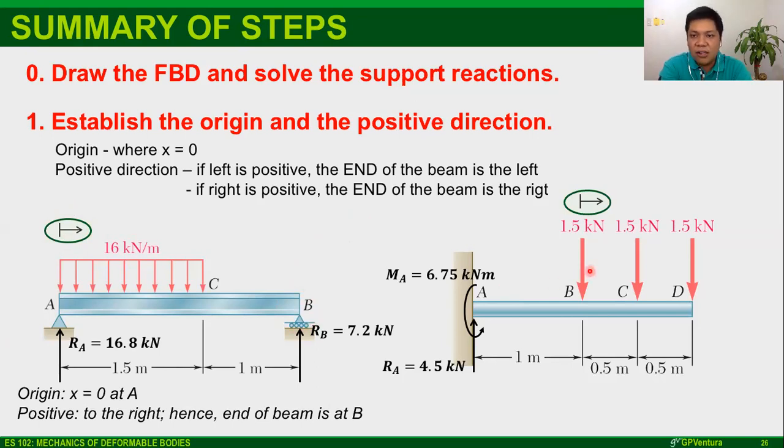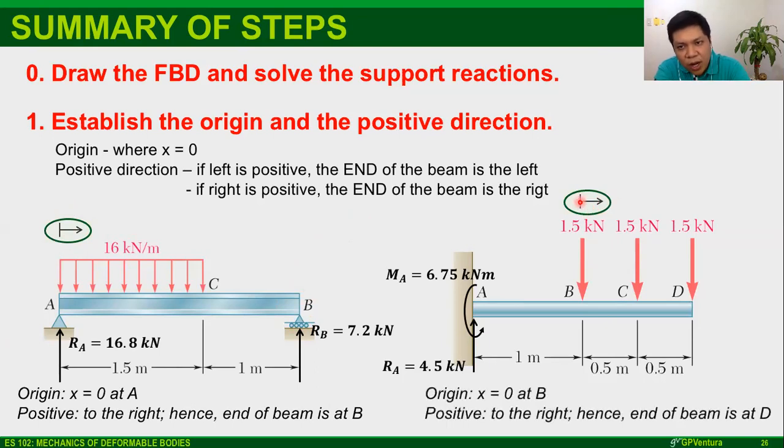Okay, next, how about this example? If I set my origin here, so x equals 0 at B, meaning C is equal to x equals 0.5, and A here is actually x equals -1. Are we clear with that?